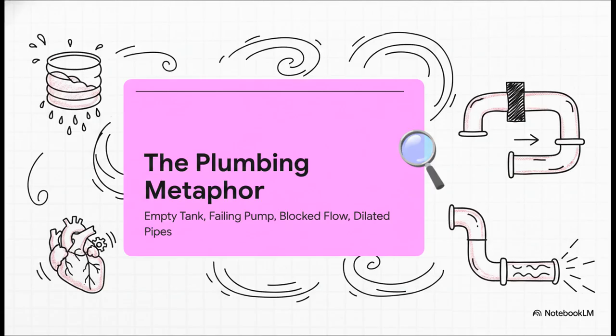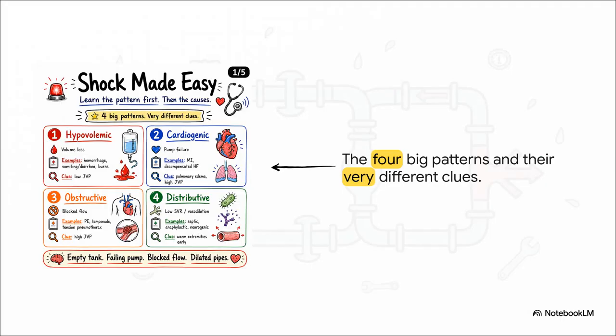An empty tank is hypovolemic shock. If you have a failing pump, well, that's cardiogenic shock. If something is actively blocking the flow, that's obstructive. And if your pipes are inappropriately dilated and just losing all their pressure, that is distributive shock. Let's break down what those 4 failures actually look like in the real world.